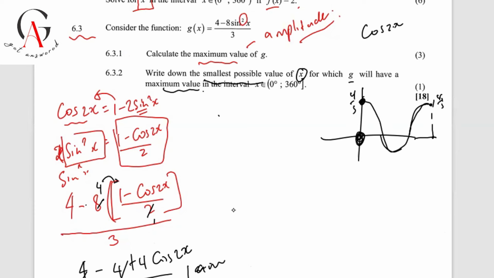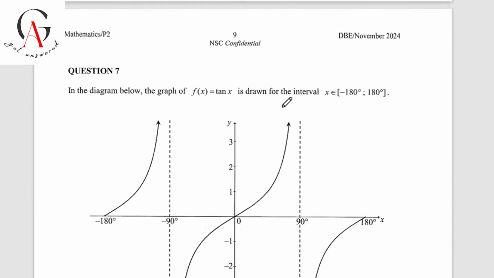So at this point, x is 0. This should be maybe 90. This should be probably 180. And so we need the smallest, so x is going to be 0 degrees. All right, so that is question number 6.